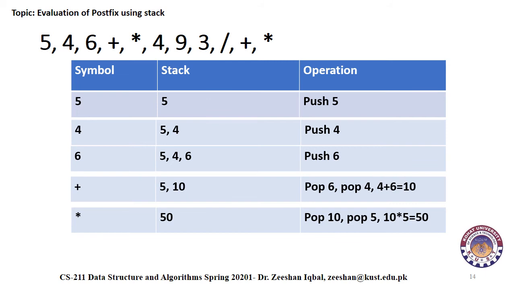In the next phase, the next symbol is asterisk, known as multiplication, which is also an operator, so we will pop the top two elements, that is 10 and 5, and apply the operator, so 5 multiplied by 10 becomes 50. So this 50 will be pushed back to the stack as a result.